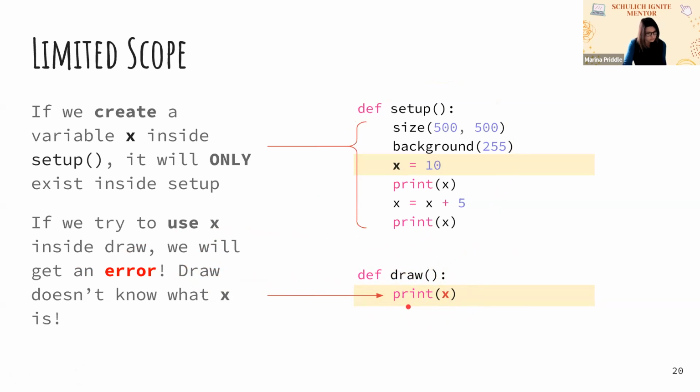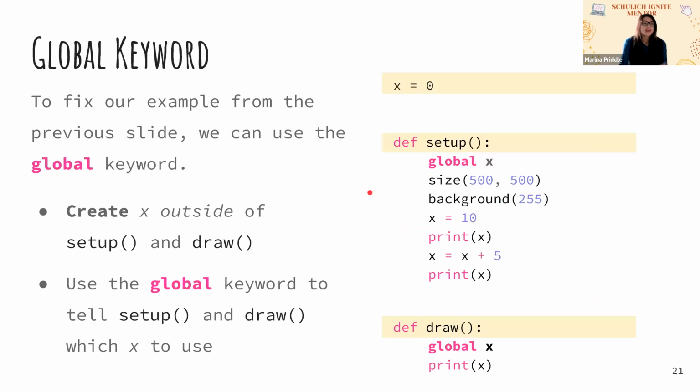So it will say, I'm sorry, I don't know what you're talking about. You want me to print something that doesn't exist in my world, okay?